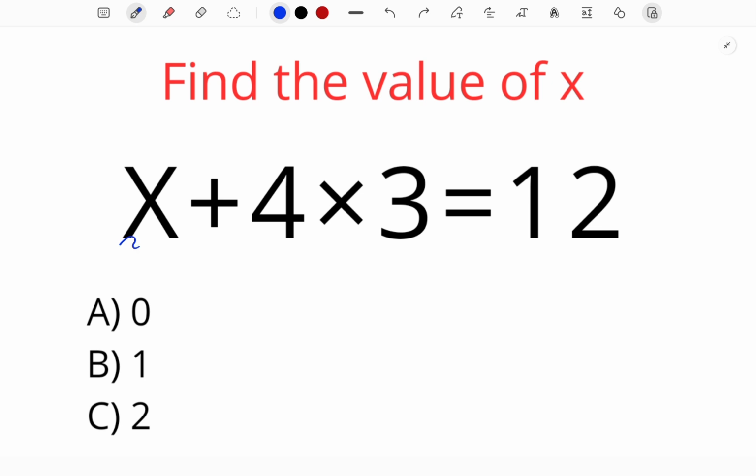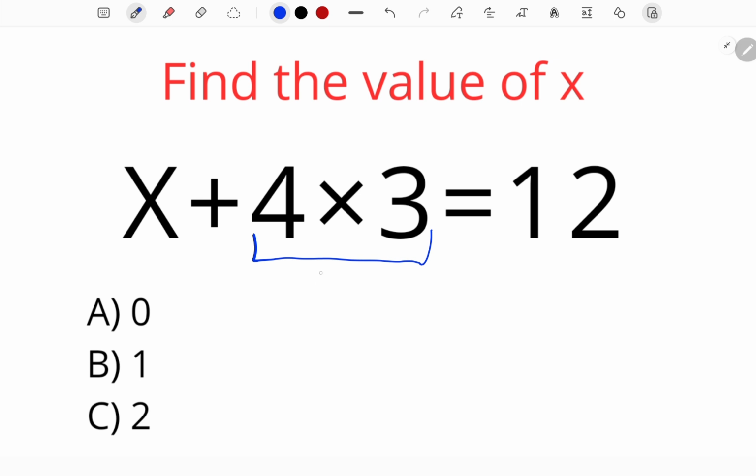We have x plus 4 times 3 equals 12. The equation involves a variable, which is x, and an arithmetic operation, which is multiplication and addition. Let's start by solving the part of the equation that involves multiplication. The multiplication in the equation is 4 times 3.